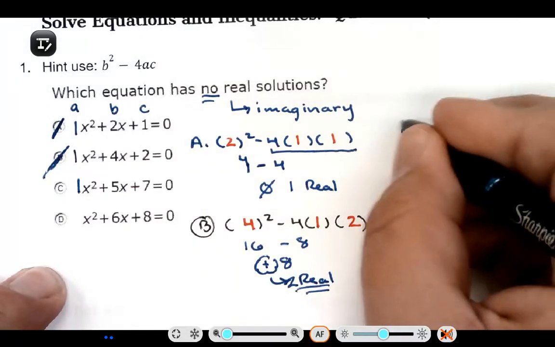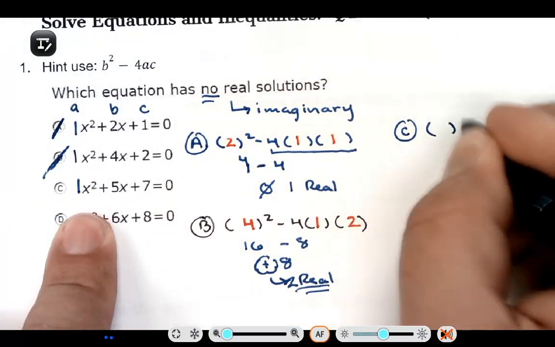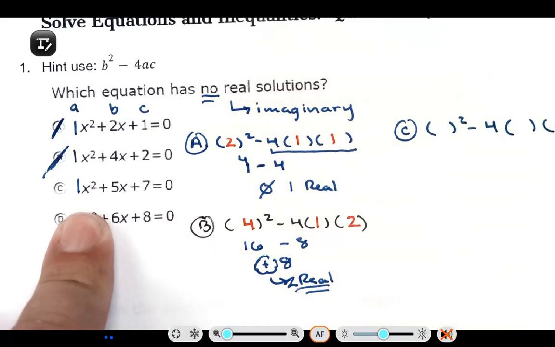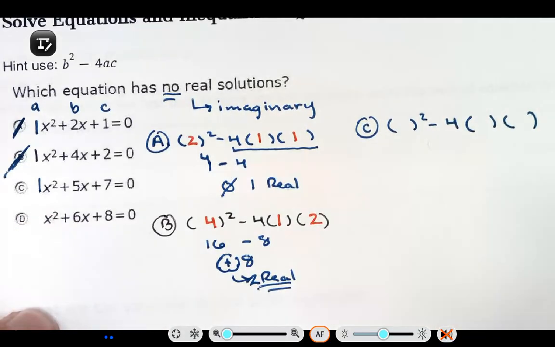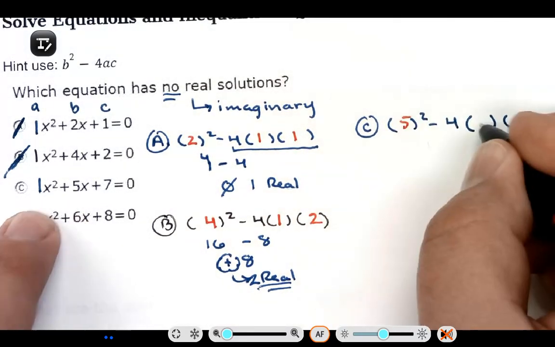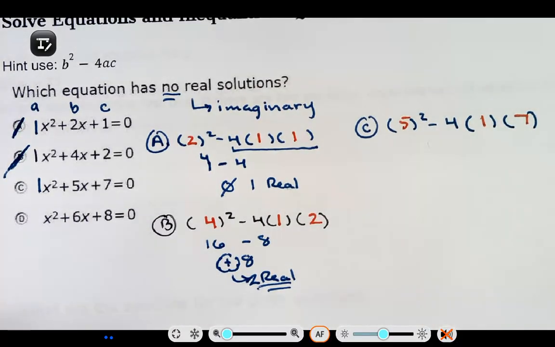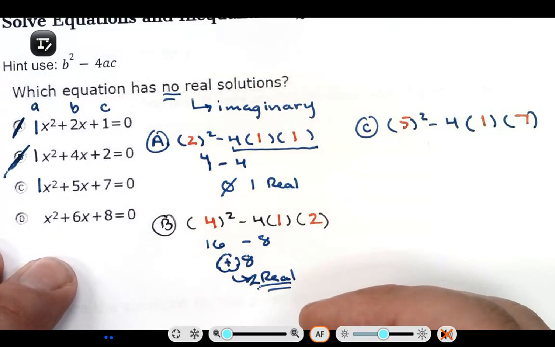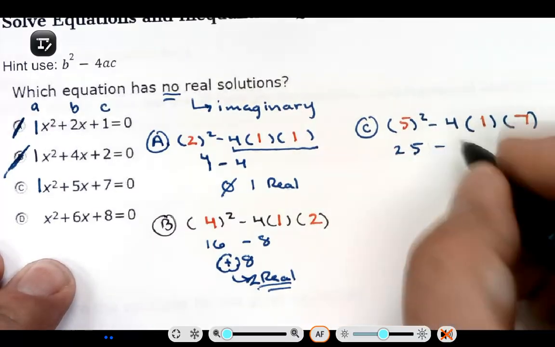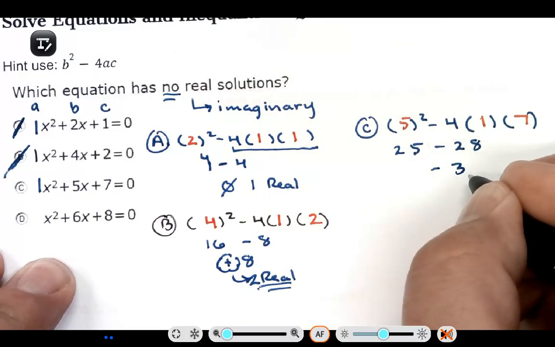So now we're going to try C. We've already tried A, B. So here we go. B squared minus 4AC. My B value for this one is 5. My A value is 1. My C value is 7. So now let's test this one out. We end up with 25 here. And again, you could just let Desmos do all of this. 4 times 7 is 28. And I get an answer of negative 3.